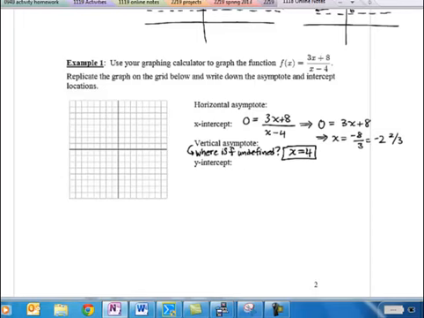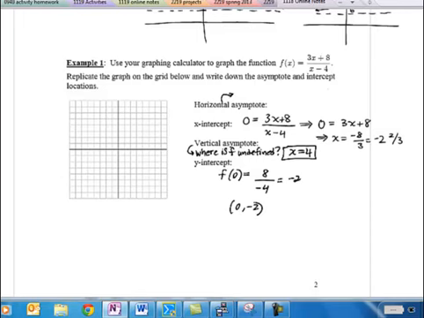The y-intercept, that's f of 0. And that means put 0 in for x. So 8 over 0 minus 4 would be 8 over negative 4. So negative 2. So we've got a y-intercept at 0, negative 2.